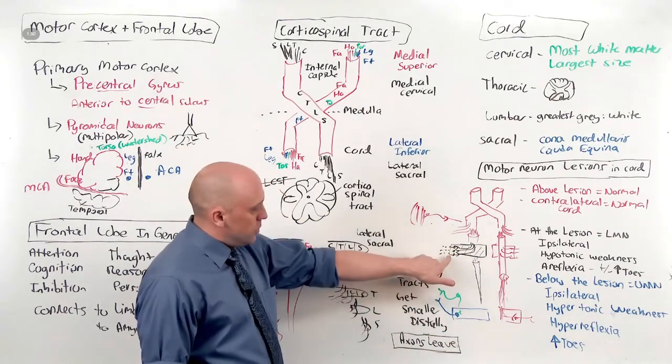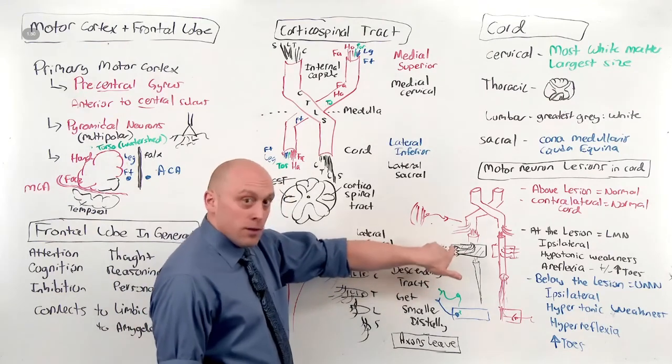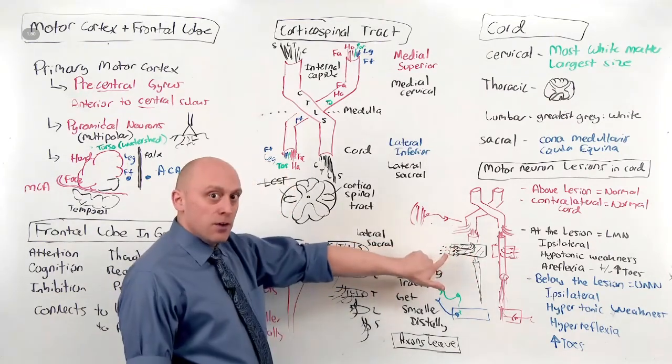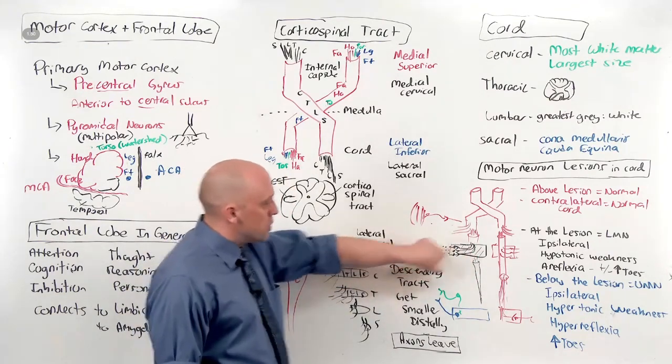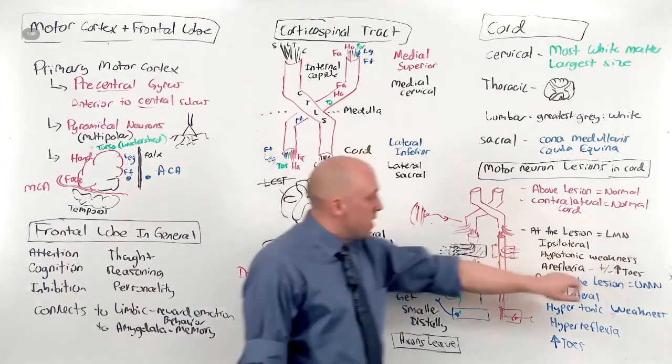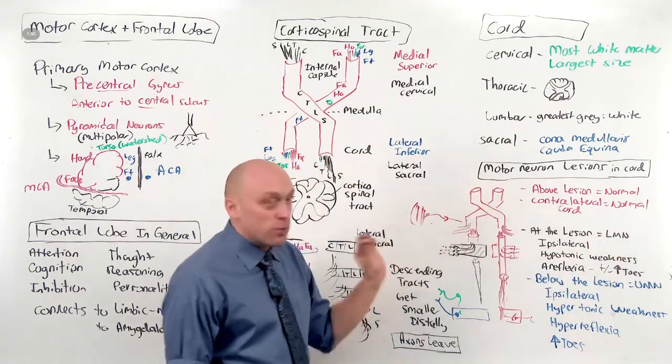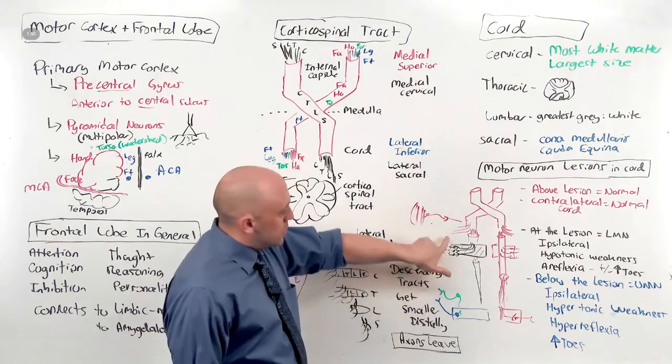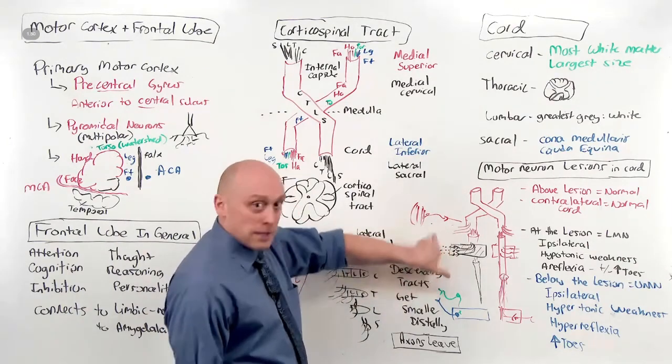At the level of the lesion, the motor neurons that those axons were going to synapse on are lost. At the level of the lesion, you have lower motor neuron symptoms. Ipsilateral hypotonic weakness, areflexia. Why? Because you lost the second order motor neuron, the final output.